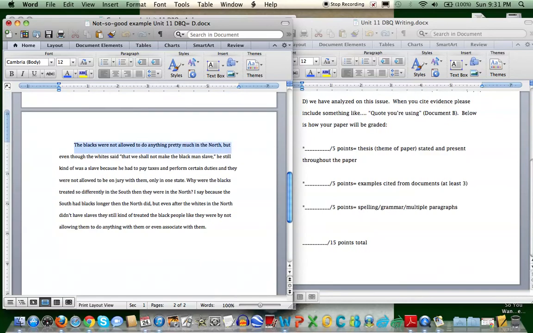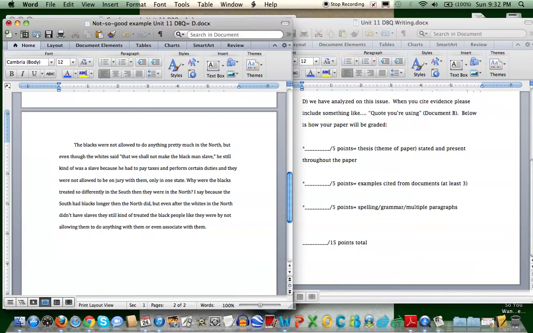The blacks were not allowed to do anything pretty much in the North. Take out this "pretty much" or substitute it in. It doesn't sound very professional in the paper. But even though the white said that we shall not make the black man a slave, he still kind of was a slave because he had to pay taxes and perform certain duties, and they were not allowed to be on jury with them. Who's them?